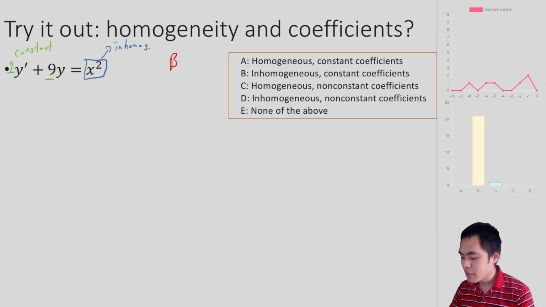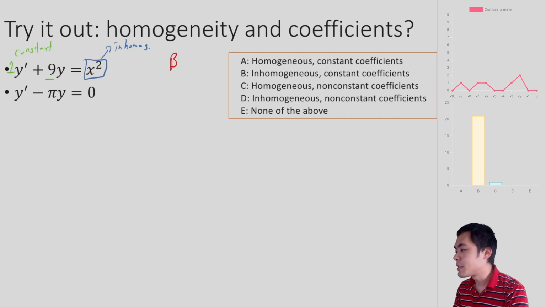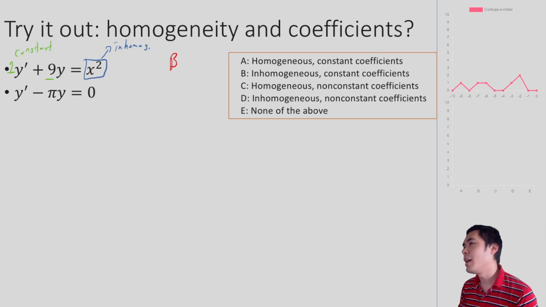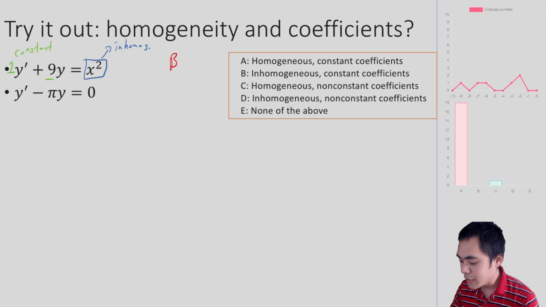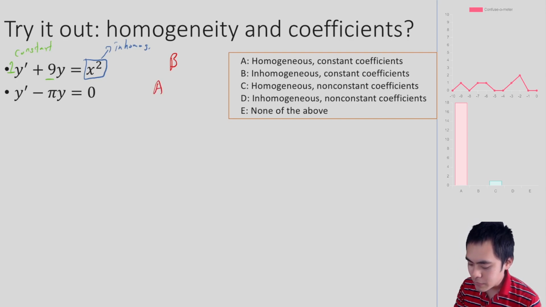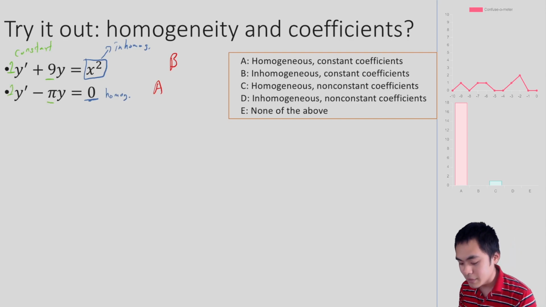Okay, let's try another one. Let me reset before you guys start voting. Let's try y prime minus pi y is equal to 0. Is this homogeneous? Does it have constant coefficients? Most people have answered homogeneous and constant coefficients. Why is that? It's A. That's because we have this here, so it's homogeneous. And you have a 1 here and a pi here, which are both constants, and so it's still constant.